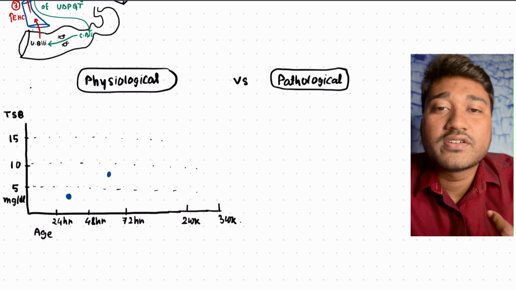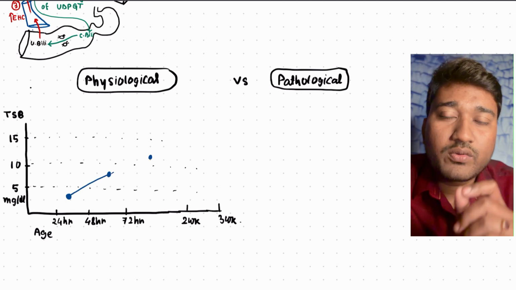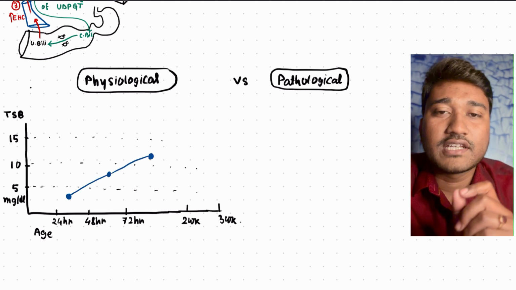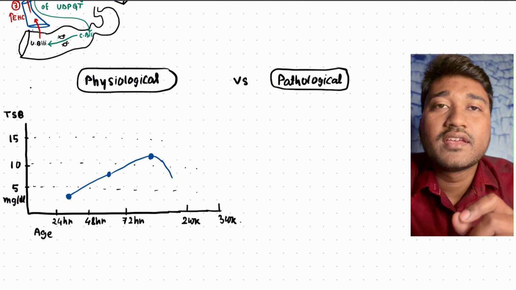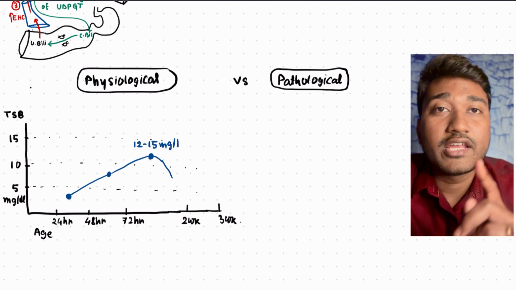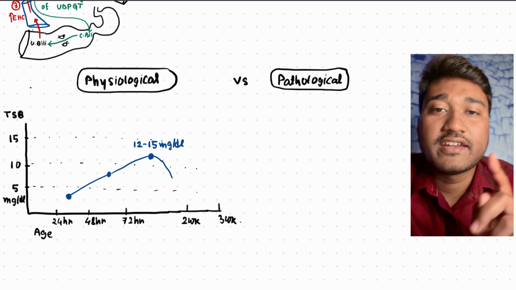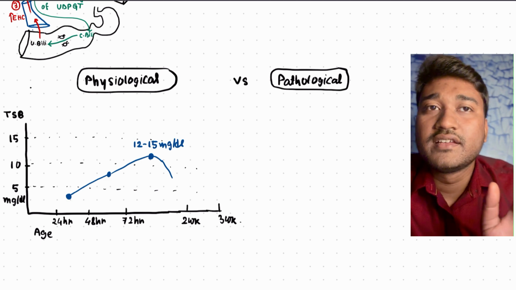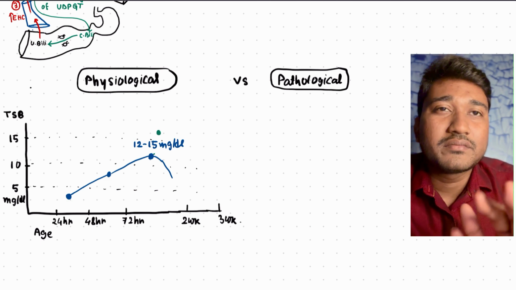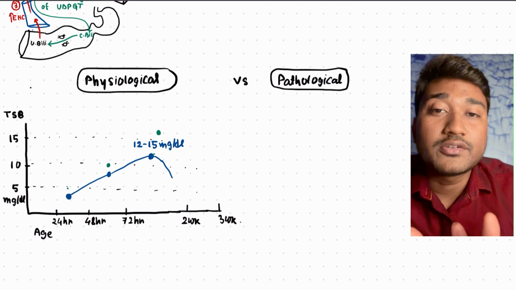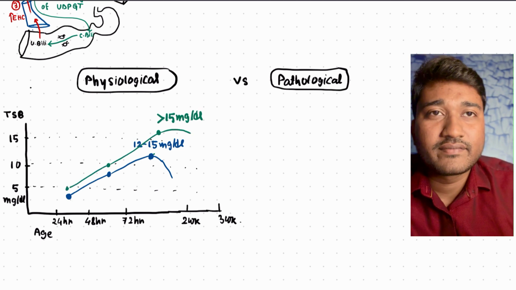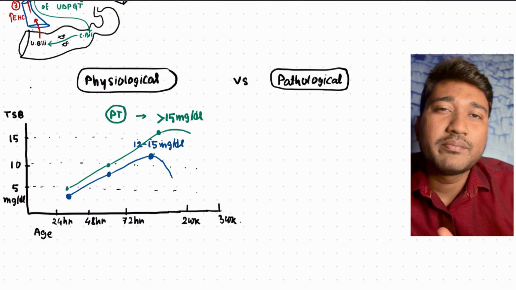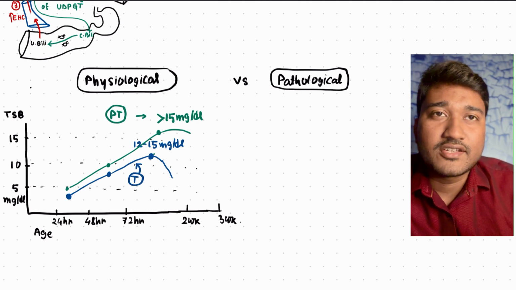In physiological jaundice, the jaundice will appear after 24 hours of birth, that is after 24 hours of age. And also it will be less than 5 on day 1, on day 2 less than 10, and on day 3 less than 15. On day 3 it could be 12 to 15 mg per dL in case of term, but in case of preterm the value could be a little higher. And also on day 3 it may be more than 15 mg per dL in case of preterm.